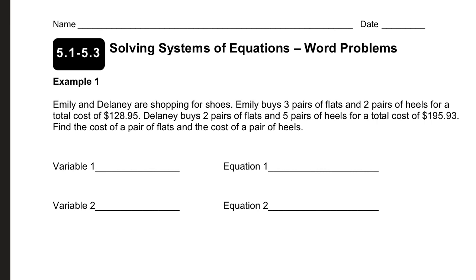Okay, here are our word problems for 5.1 through 5.3. And I'm going to read this. It says, Emily and Delaney are shopping for shoes. Emily buys 3 pairs of flats and 2 pairs of heels for a total cost of $128.95. Delaney buys 2 pairs of flats and 5 pairs of heels for a total cost of $195.93. Find the cost of a pair of flats and the cost of a pair of heels.